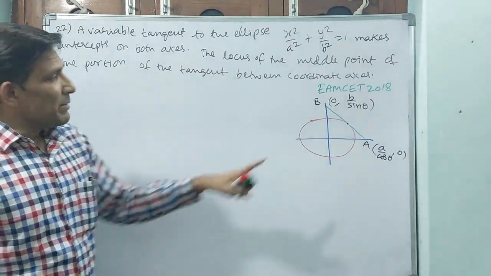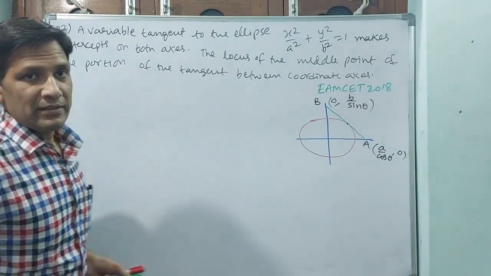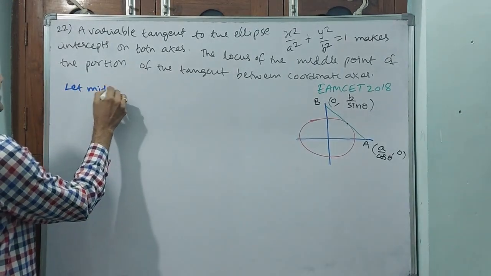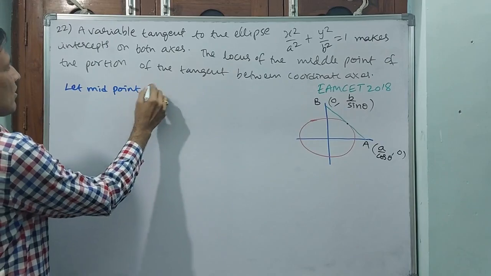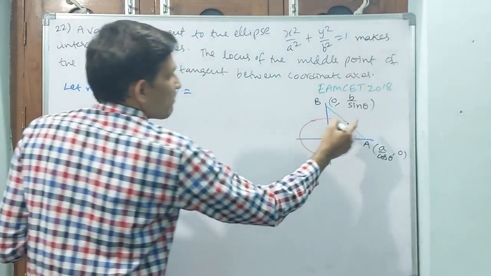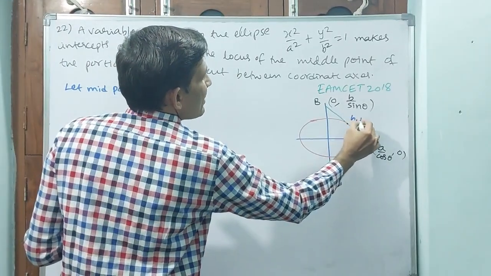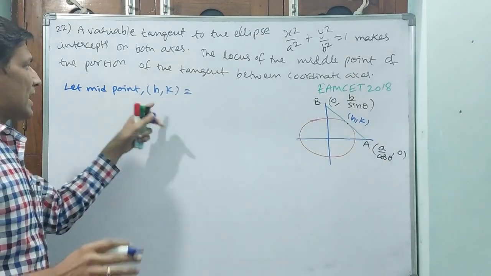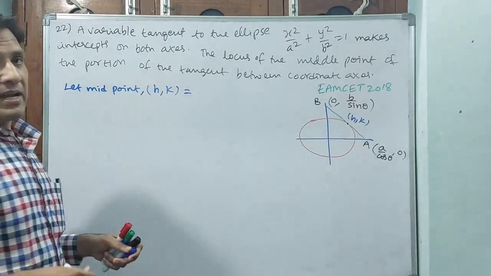Now see, how are you going to find the midpoint of this? Let the midpoint be (h, k). You take the midpoint as h comma k, because it may not be the tangent point. Okay, I am writing the midpoint; they are asking for the midpoint locus.